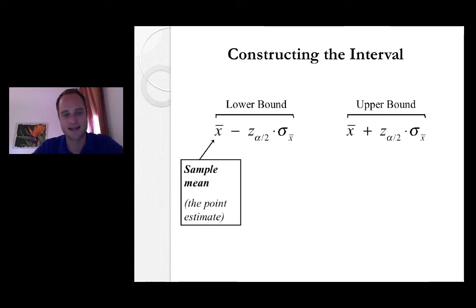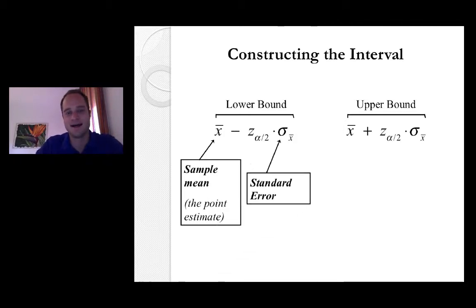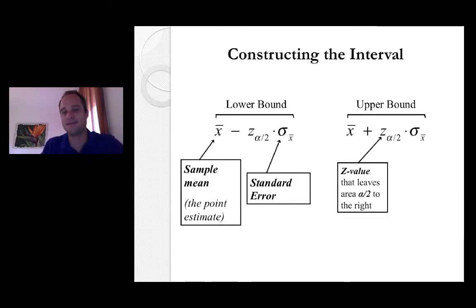So x bar is the sample mean. That's our point estimate. Hopefully all of us could get there. That's adding up all your observations in your sample and dividing by n, the sample size. The standard error, again, has been introduced in the past. This is the standard deviation of the distribution of sample means. Z we've seen, but z with this particular subscript of alpha divided by 2 is new.